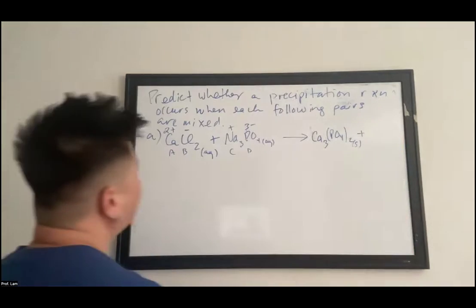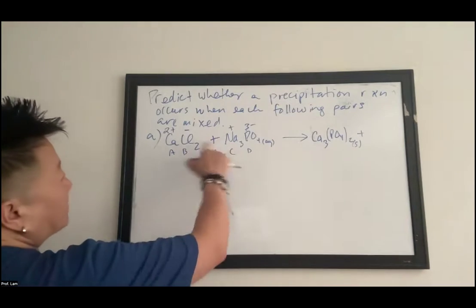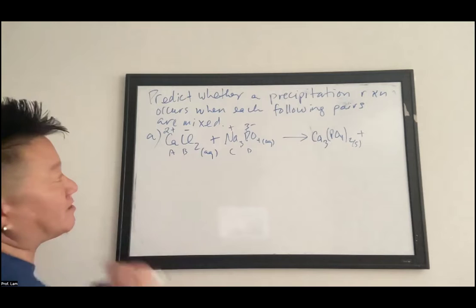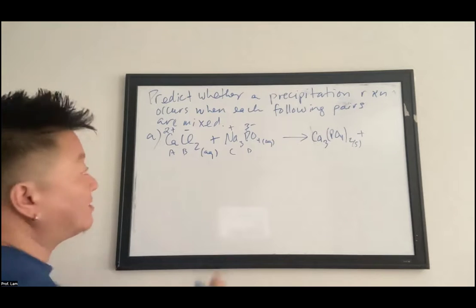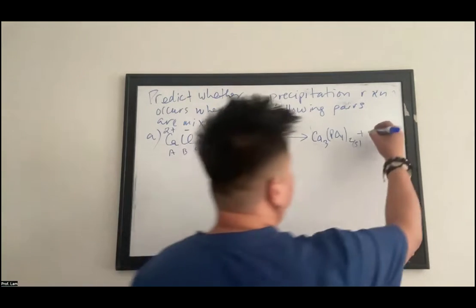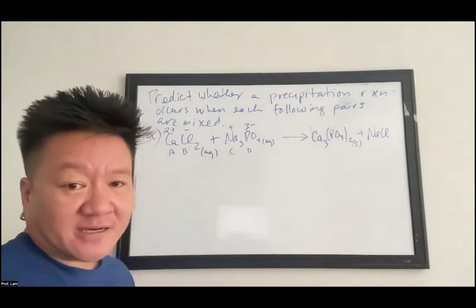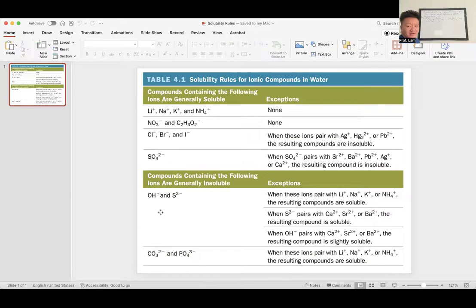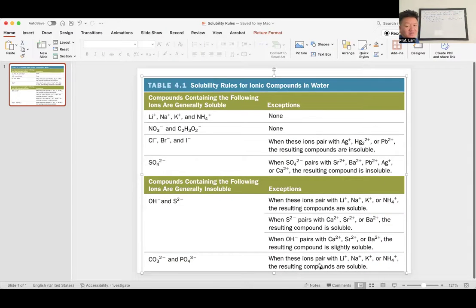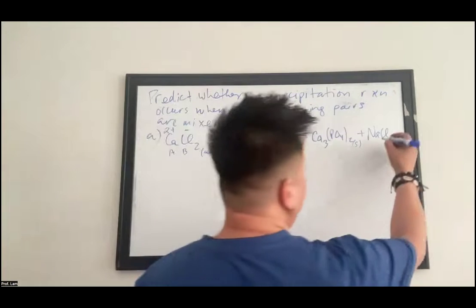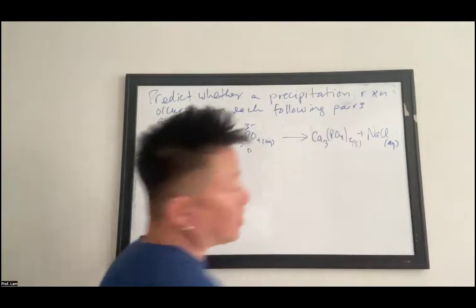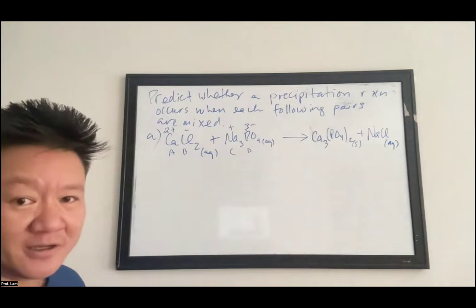Then plus, sodium's going to go with chloride. Sodium is plus, Cl is minus, so NaCl. Then you look at NaCl. You see, oh, chloride is always soluble. So NaCl is aq, aqueous.